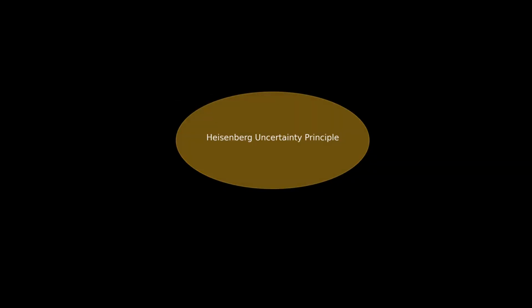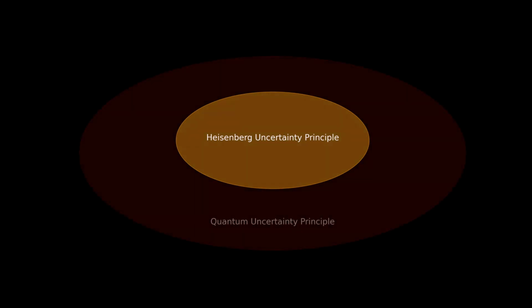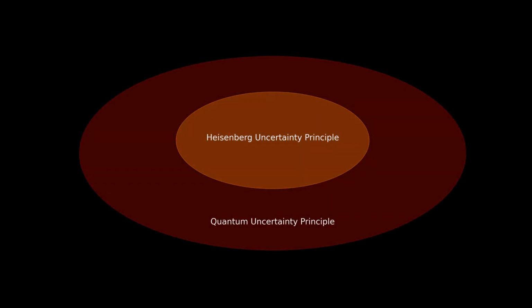This might feel very unintuitive. For instance, why can't we just design ever more precise instruments to make our measurements? Well, it turns out that the Heisenberg Uncertainty Principle is just one special case of a much more general result of uncertainty in quantum mechanics, which in this video we'll refer to as the Quantum Uncertainty Principle, that applies to much more than just position and momentum.